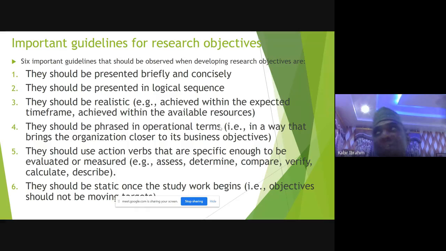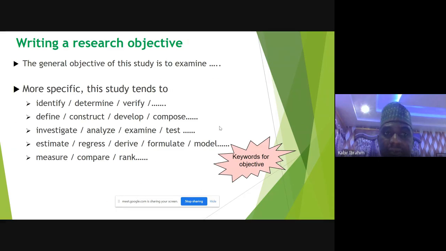So whenever you start work on objective number 1, you have to finish it before you move to the next objective, because maybe when you answer number 1, it will give you guidance for the second objective. So here I have some terms or keywords that you can use for the objectives. You can use: the general objective of this study is to examine, or the main purpose of the study is to examine. More specifically, you have more objectives.